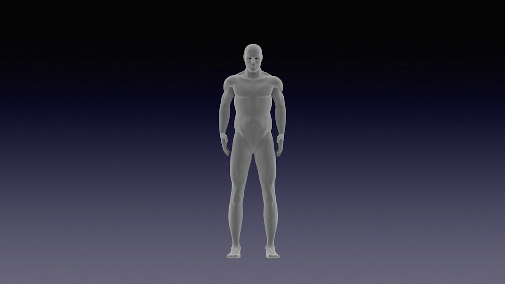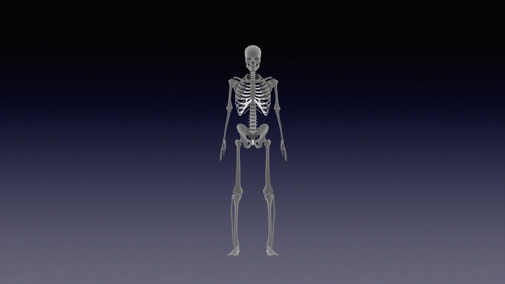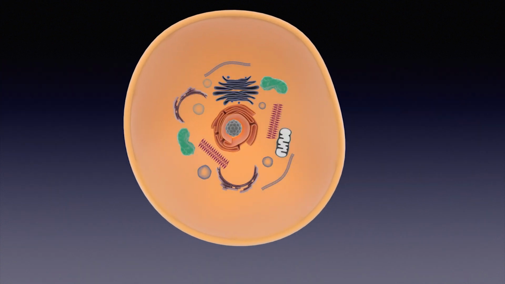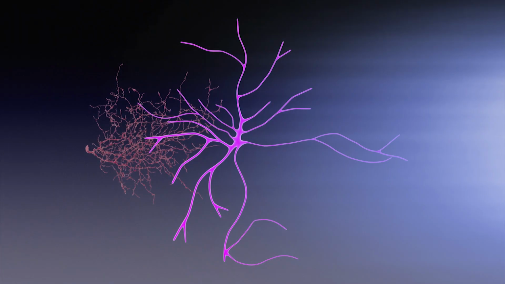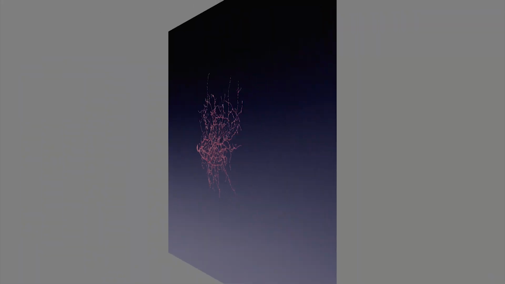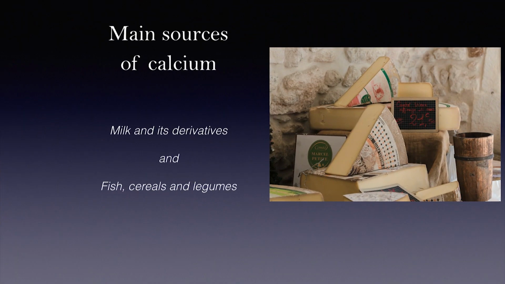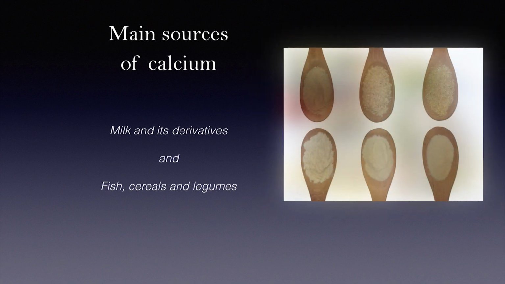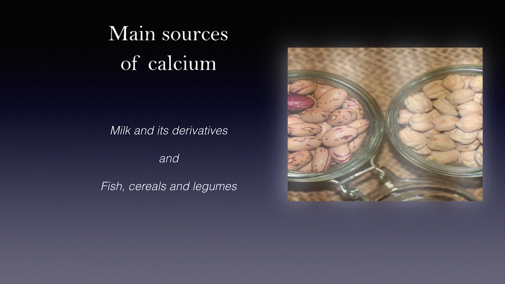Most of the calcium in the body is stored in the bones, where it can be mobilized if necessary. In the cytoplasm, calcium concentration is very low since it activates several cellular processes, such as muscle contraction and the release of neurotransmitters. The main sources of calcium in the diet are milk and its derivatives. Moreover, smaller amounts of calcium can also be found in fish, cereals, and legumes.